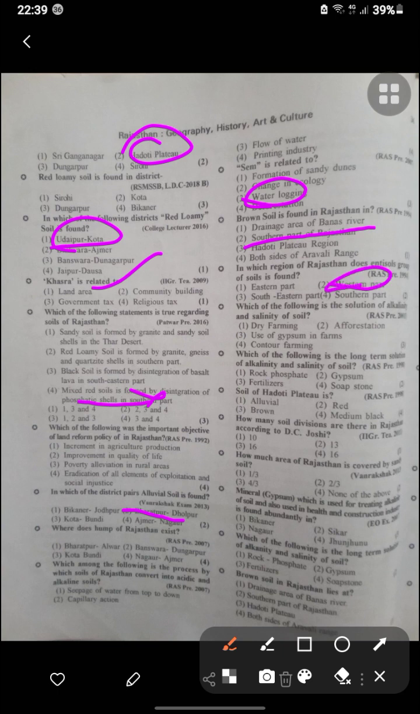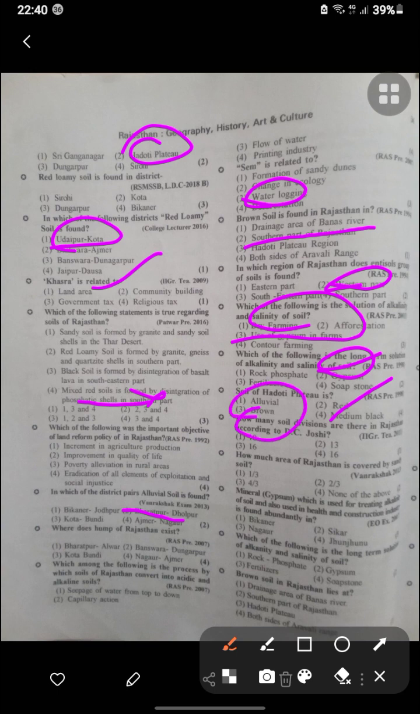Which of the following is the solution for alkalinity and salinity of the soil? That is the use of gypsum. Which of the following is the long term solution for alkalinity and salinity of the soil? That is gypsum. The soil of the Hadoti plateau is medium black. How many soil divisions are there in Rajasthan according to DC Joshi? According to him, that is 10.